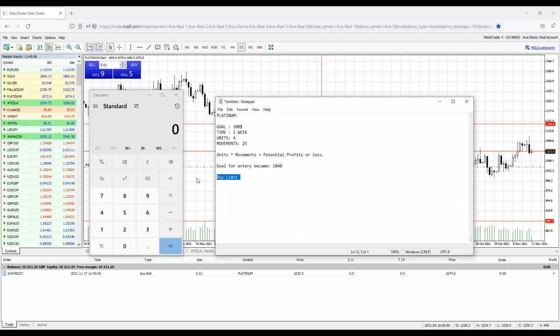1040, my open price. Stop loss, oh sorry, stop loss for my beginners here will be 900. Okay, so the movement until loss is, let's do it together, 1040 minus 900, $140. Okay, is that a good idea?